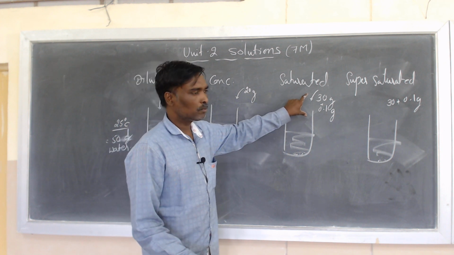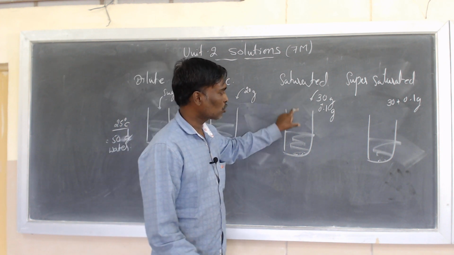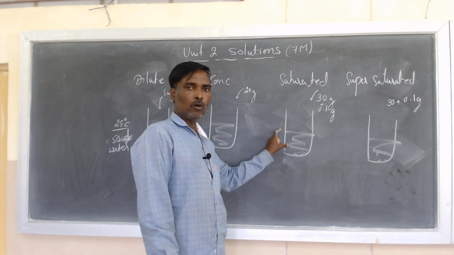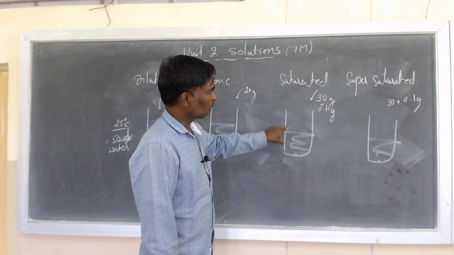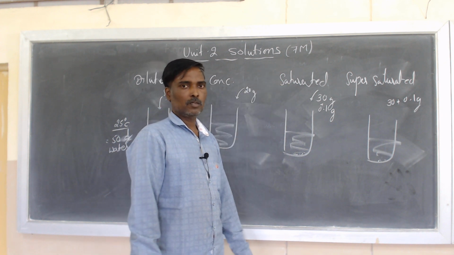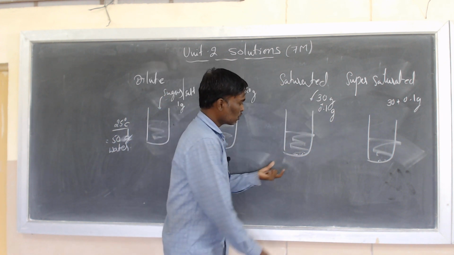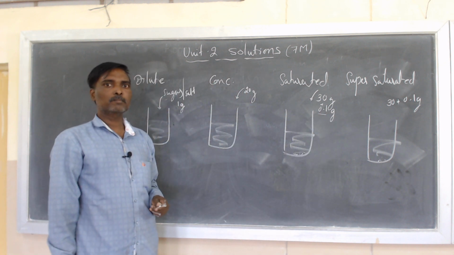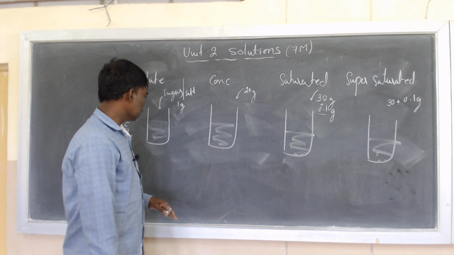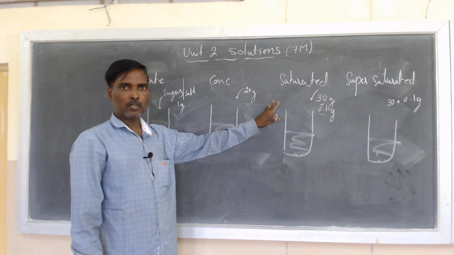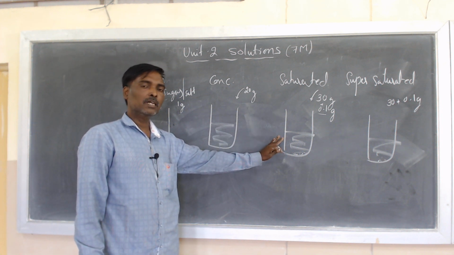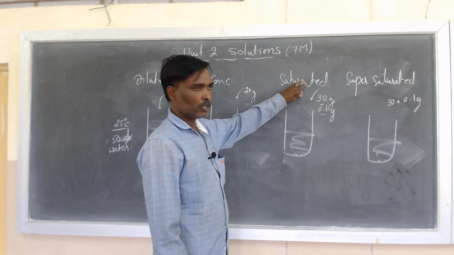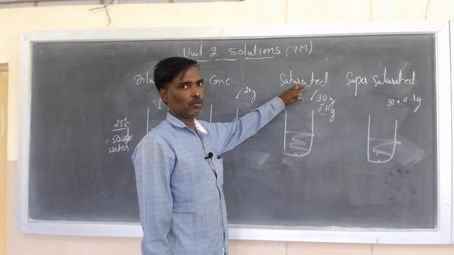Maximum amount means how much it is possible to dissolve of that solute in that given volume of solvent. That we call a saturated solution. So the maximum quantity of solute is dissolved in the given volume of solvent at a constant temperature. Those solutions we call saturated solutions.